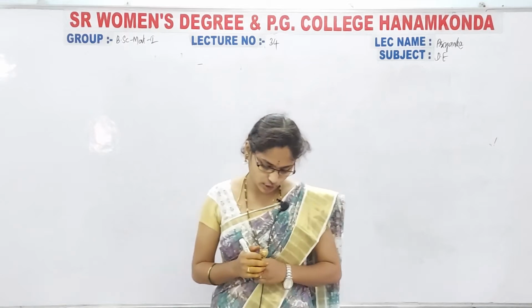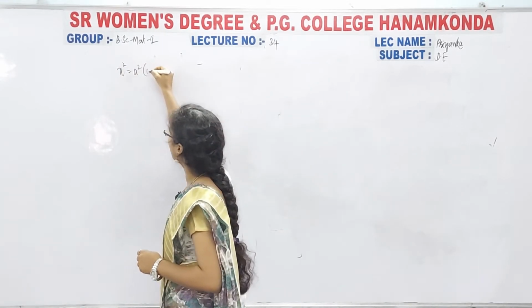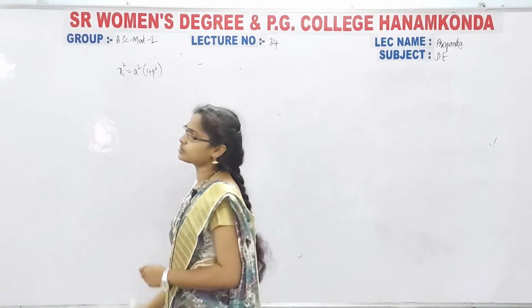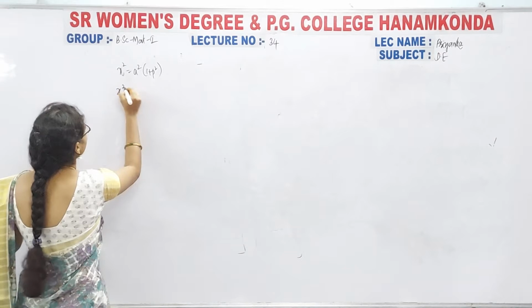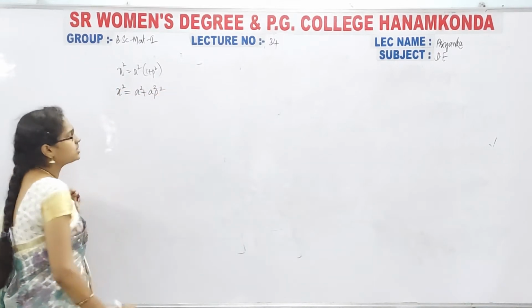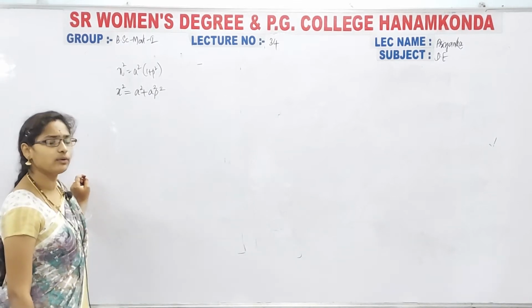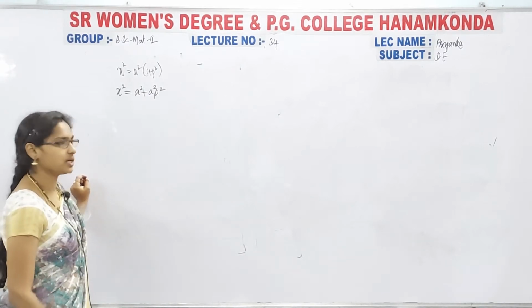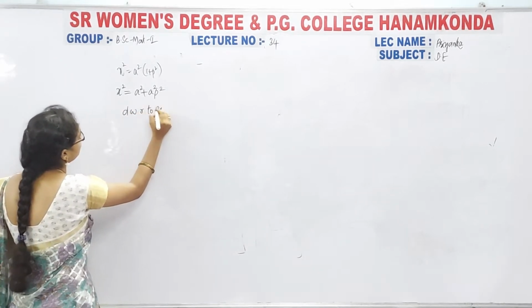Now here I am going to discuss another problem, that is x square equal to a square of 1 plus p square. This is the question. First of all, I am writing x square equal to a square plus a square p square. This is the equation. Now I have the value of x here, and I have to differentiate it with respect to y.